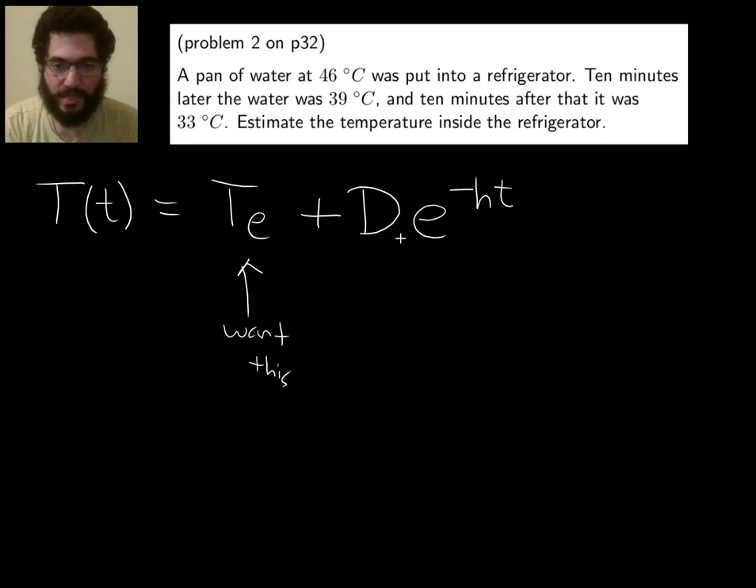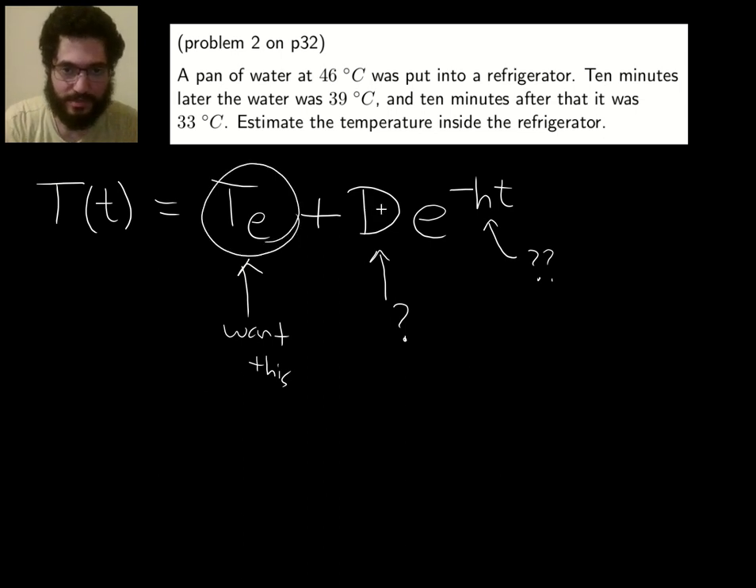And what else do we have? This is not known, right? It's going to take a specific value for our situation here. And also h here is not known. We're not told what the coefficient of cooling or whatever this thing is called is. We're not told what this is in the problem. We want to know this. There are a couple of unknown things. And what are we told?